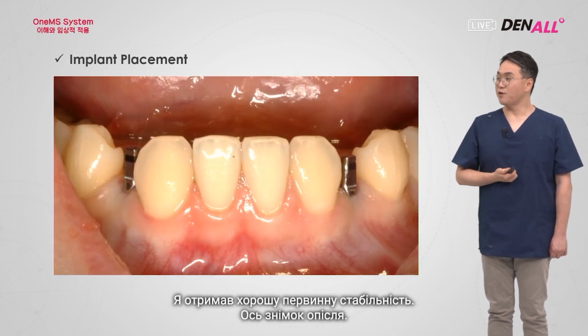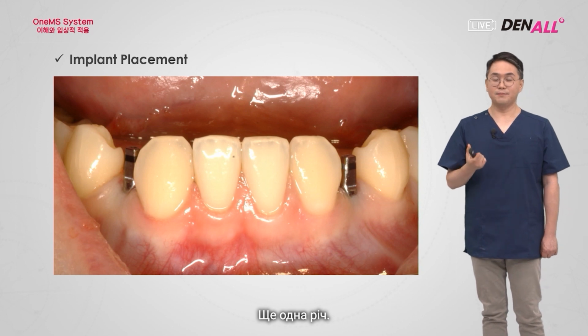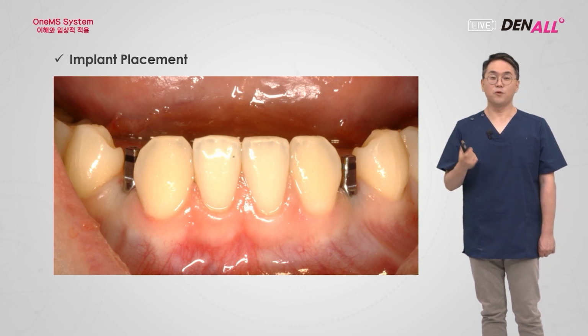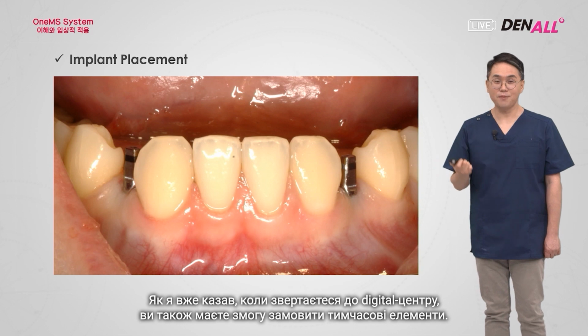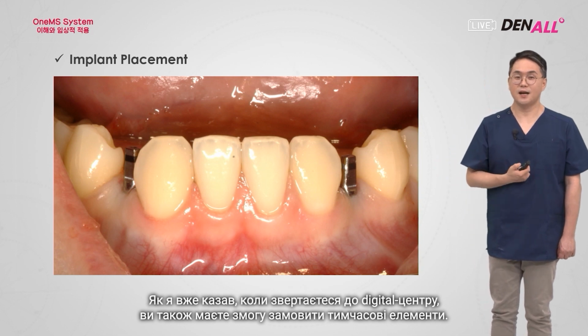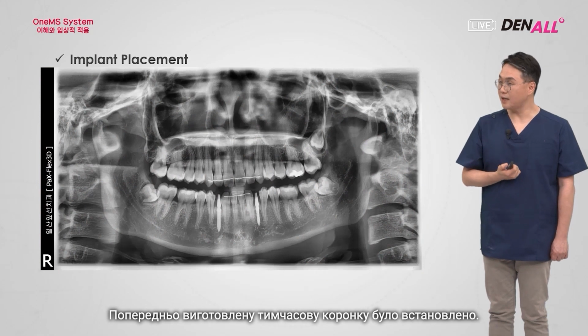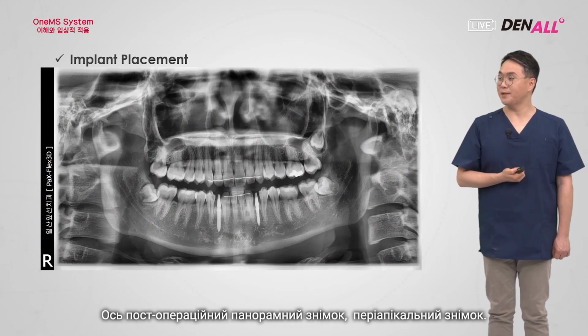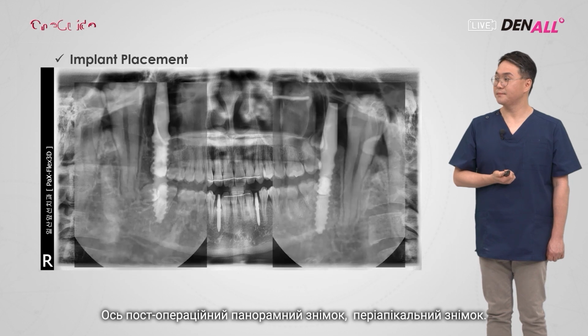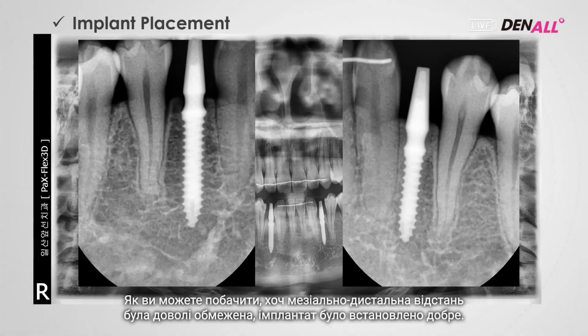I had good initial stability. This is the after photo. And one more thing, as I said, when you order from the digital center, you can also order temporaries. So the prefabricated temporary crown was set. This is the post-op panorama photo and PA, and as you can see, the mesial-distal distance was very limited, but the implant was placed well.